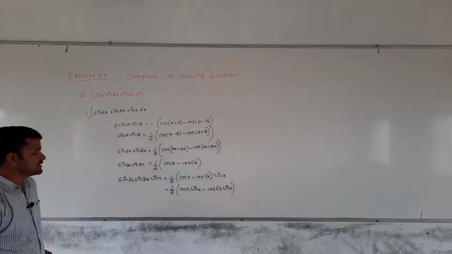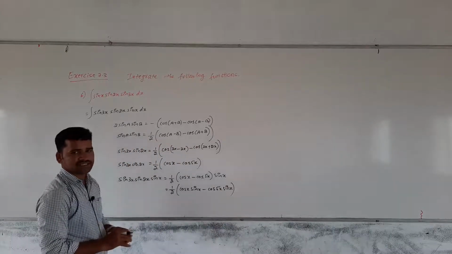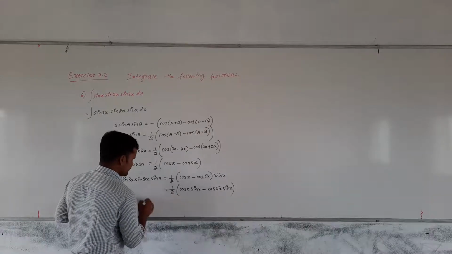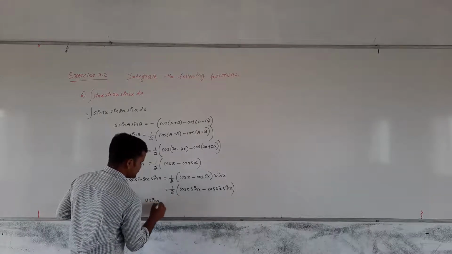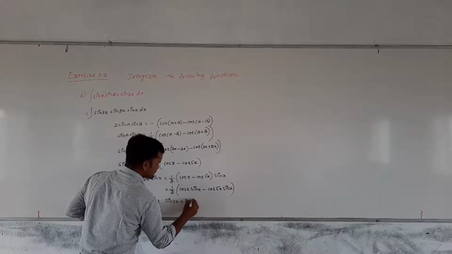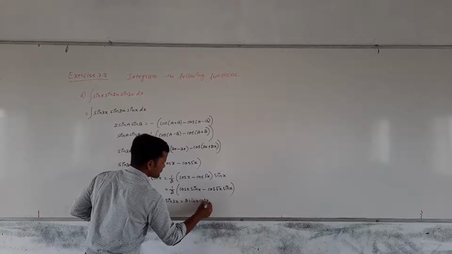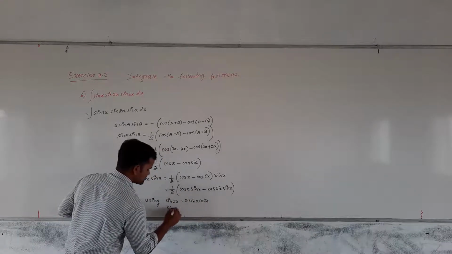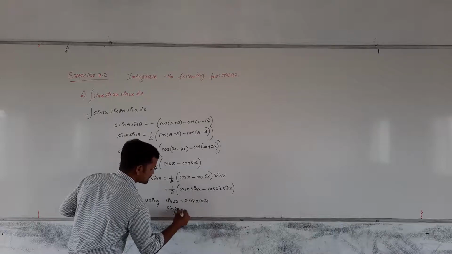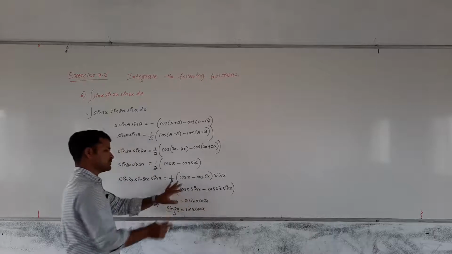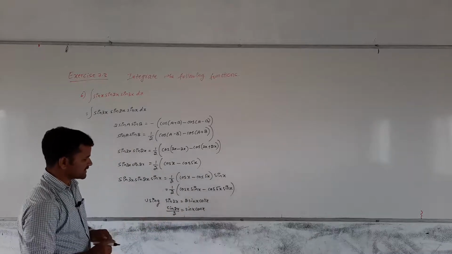Now simplifying this, the first one is very easy. We will use the formula sin 2x is equal to 2 times sin x into cos x. It is like sin x into cos x. This becomes sin 2x by 2. Sin 2x by 2 is equal to sin x into cos x. This first one, sin 2x, we can integrate directly.